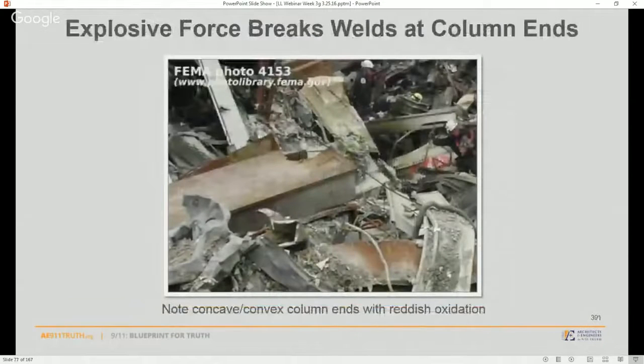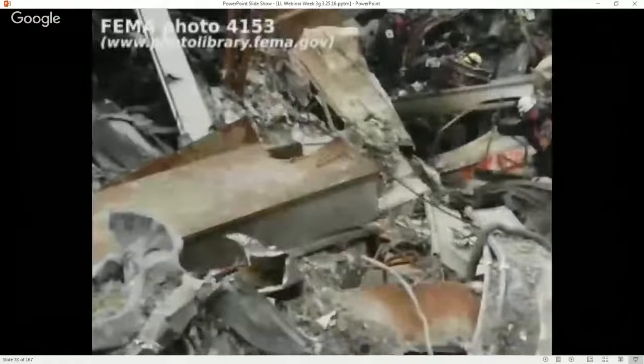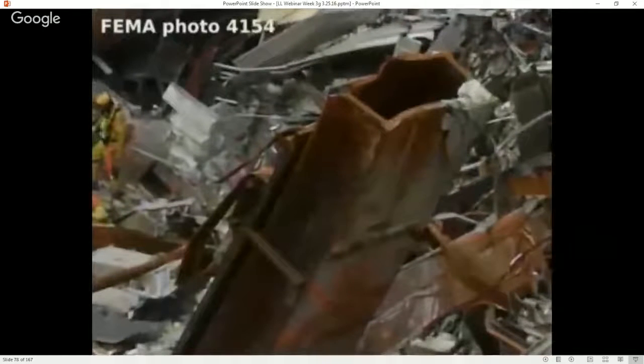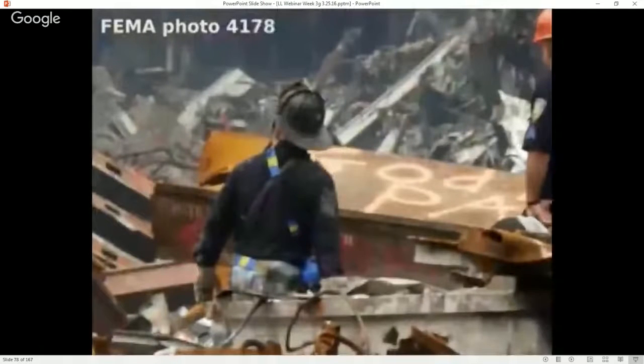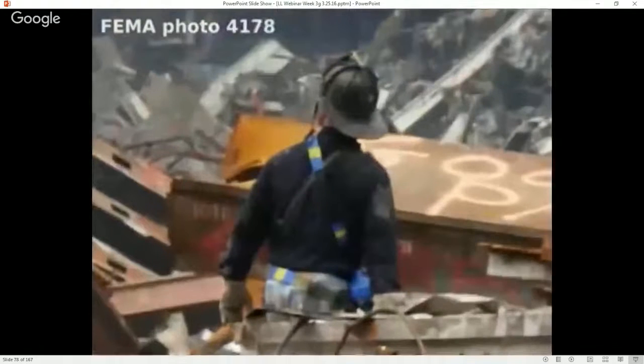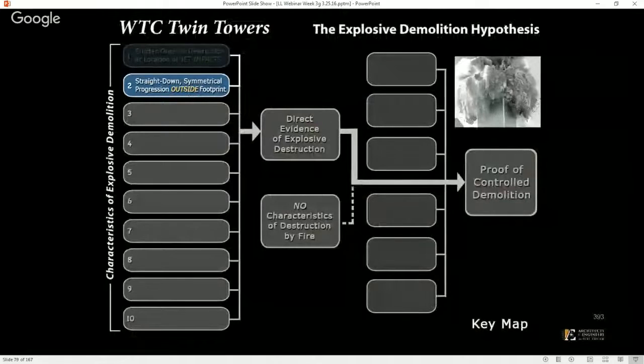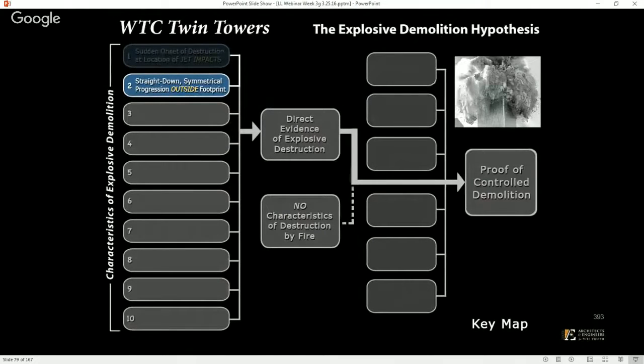And look at the deeply oxidized and reddened ends of these beams, where the individual elements of these columns are flayed out. Some of them convex on one side, concave on the other, indicating perhaps a side concussive blast, as suggested by Gordon Ross from Scotland in his work. We have a straight down symmetrical progression outside the footprint. Number 2 in our series of features of controlled demolition.